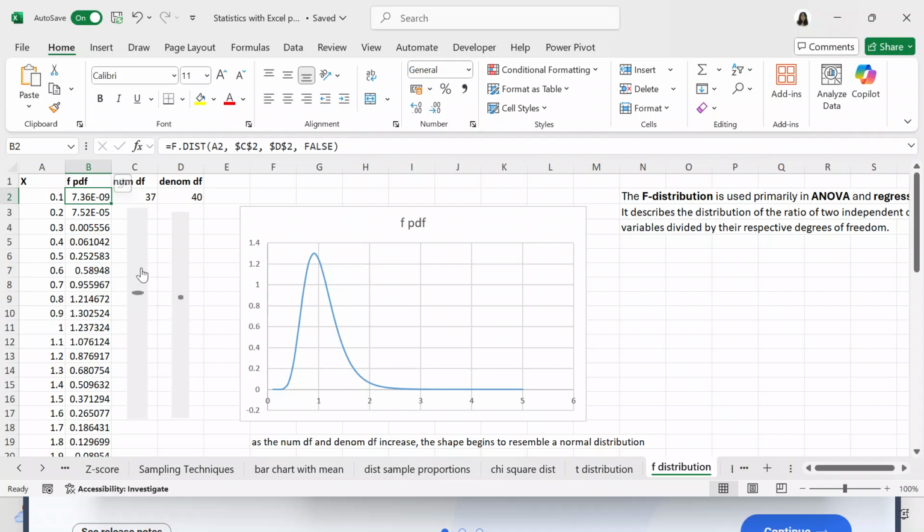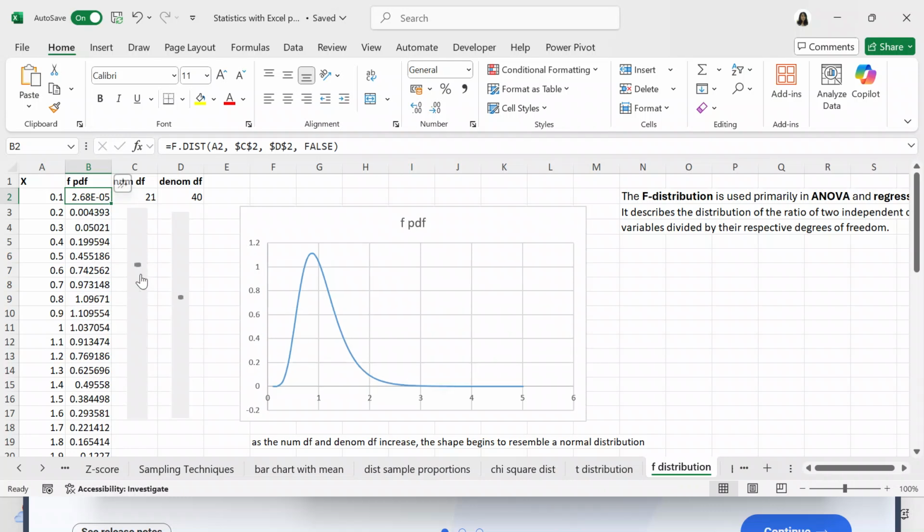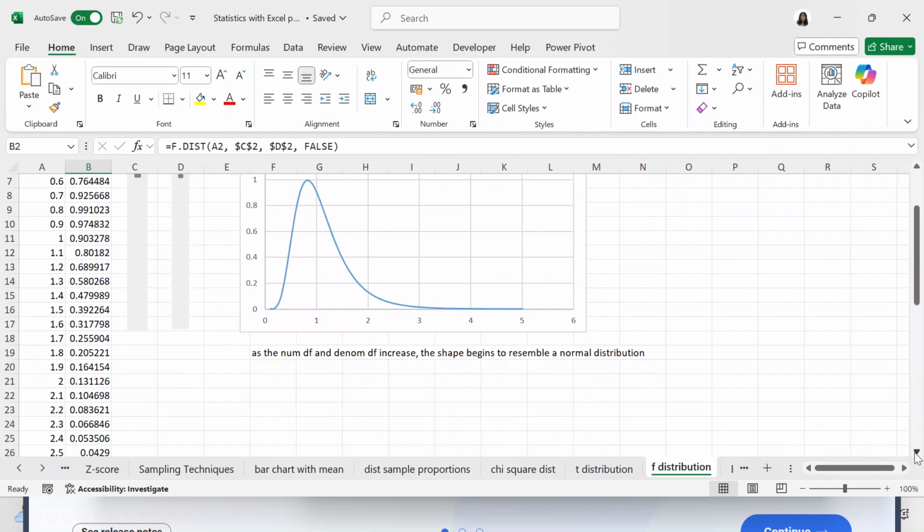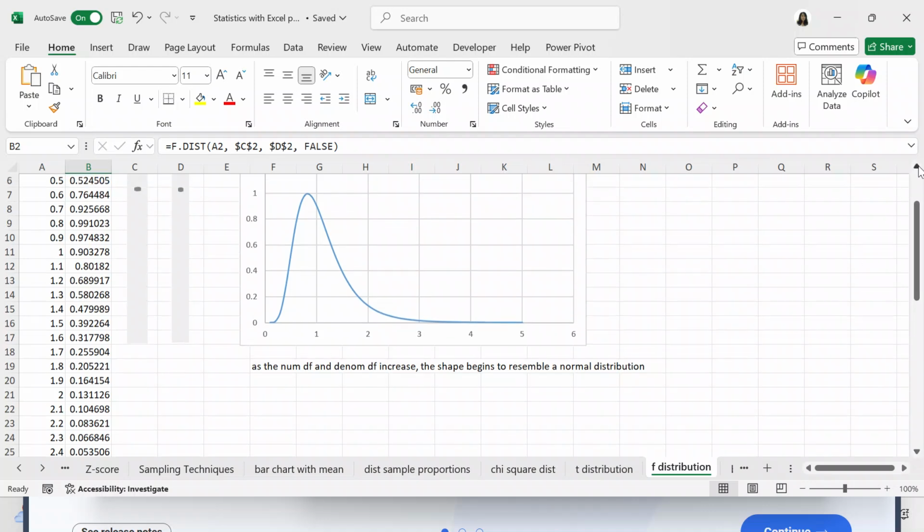So let's just see if we can. Now we changed our numerator degree of freedom to 21, and you can see that that's changed the shape, and we'll change the denominator degree of freedom to 21 as well, and you can see that changes the shape. And you can see that as the numerator degree of freedom and denominator degree of freedom increase, the shape begins to resemble a normal distribution.